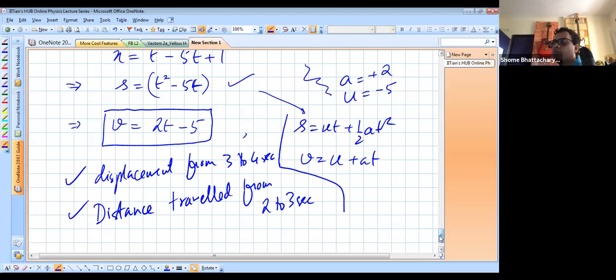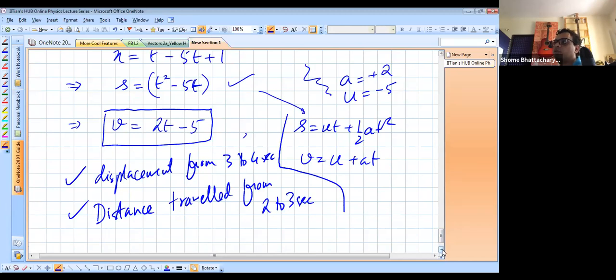So it came from minus 5, it went further down to minus something, and then came back to minus 5 at t equal to 3 seconds. So we know that the displacement from 2 to 3 seconds is 0, but that doesn't mean the distance is 0. So this is a little bit tricky. And for this kind of part only, I want to show you how the velocity time graph will help us.